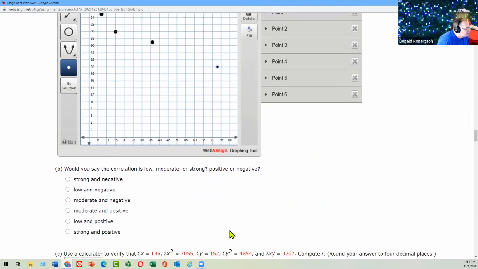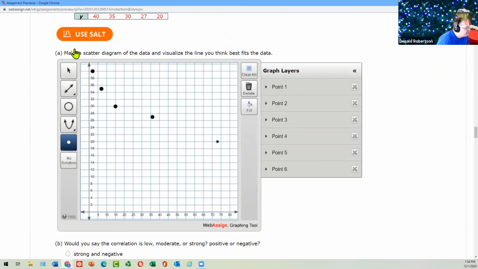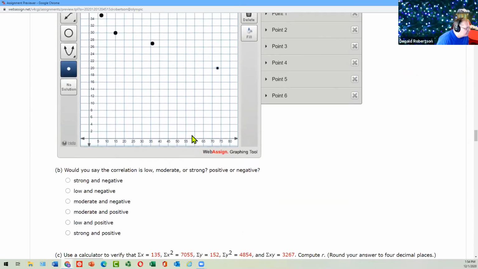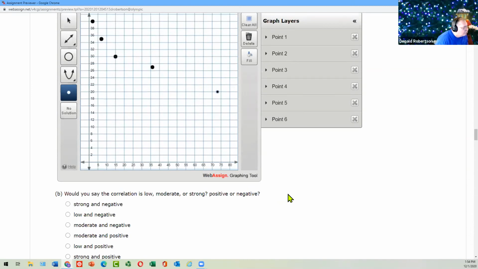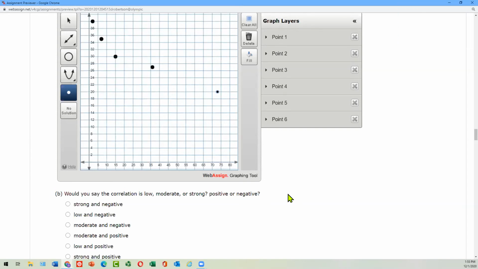Okay. Here are some choices. Is it strong and negative, low negative, moderate negative, moderate positive, low and positive, strong positive? Well, I'm definitely not going to pick the last three. Would you agree this is going downhill, so it's negative? So is it strong, low, or moderate? What do you think? Moderate. I'll go for moderate.